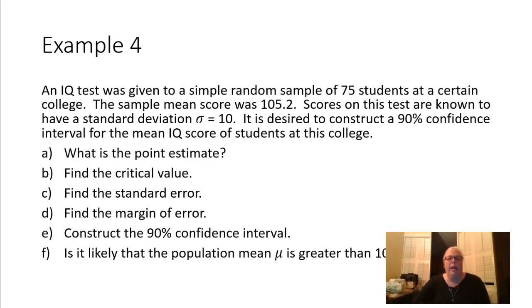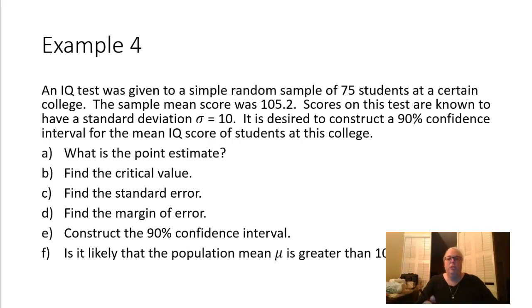Okay, for part A, we're supposed to figure out what the point estimate is. Now, in this particular sample, the mean was 105.2, and the actual mean for the entire college is probably not 105.2, but we would like to find an interval that contains the actual mean for the college. So we won't actually be finding the mu for the entire population of the college, but we're going to find an interval that's pretty acceptable based on the information that we have right here.